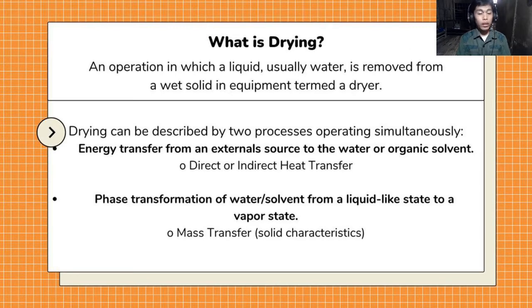As we continue, drying can be described by two processes operating simultaneously. First, the energy transfer from an external source to the water or organic solvent, in this case direct or indirect heat transfer. Direct heat transfer we're talking about conduction, and indirect heat transfer we're talking about convection. The next one is the phase transformation of water or solvent from a liquid-like state to a vapor-like state. In this case, it is known as the mass transfer of liquid, most likely to gas, which then exits the material being dried.